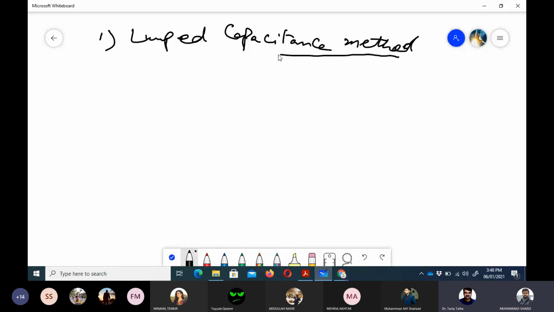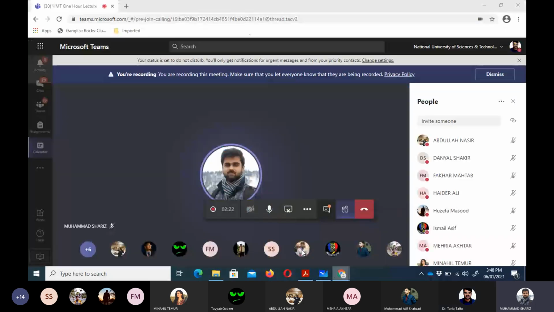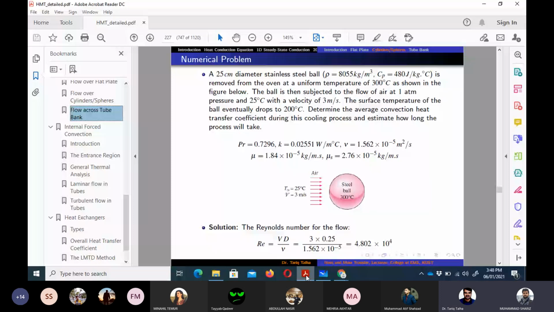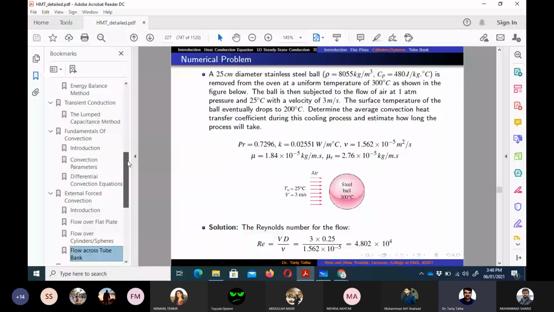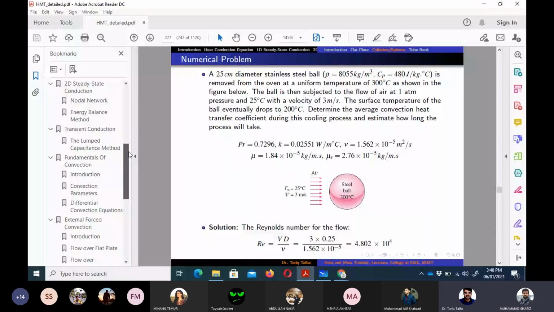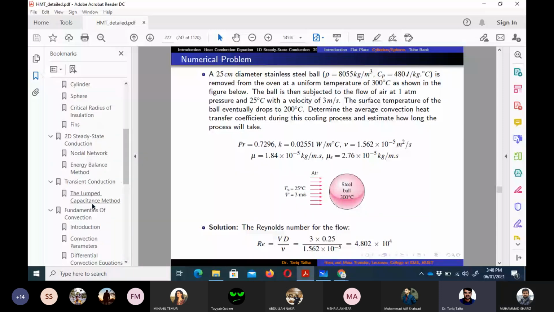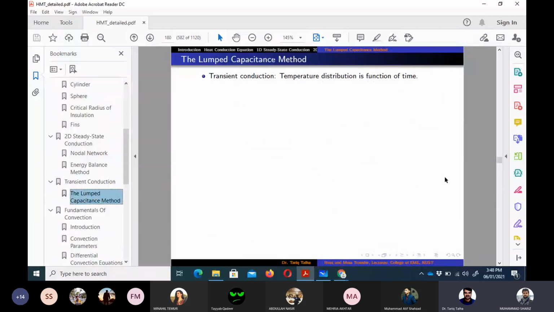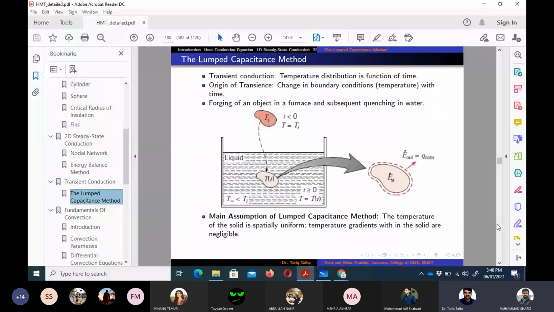Sir, I wanted to ask something. Yes, please go ahead. Sir, in the lumped capacity method, the Biot number that we compare with, is it 0.1 or 1? I had a confusion. This question is related to today's quiz, but never mind. We can see that slide again.